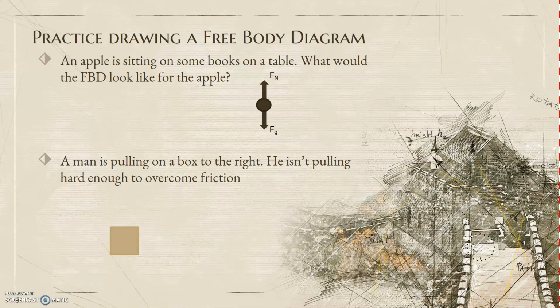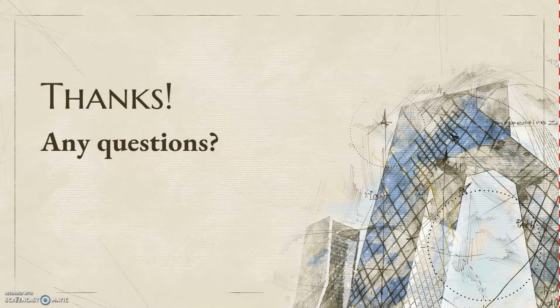Now, a man pulling a box to the right, we know that he isn't pulling hard enough to overcome friction, so it's stationary. So it means the arrows have to equal, left and right. So gravity's still pulling the box down. The floor is pushing up equally with its normal force. They're applying a force, and we have a friction to the left, and it has to equal the same size as my applied force, because it's not hard enough to overcome friction.